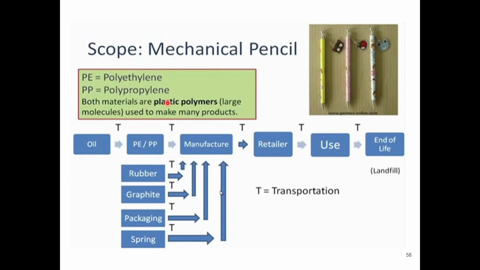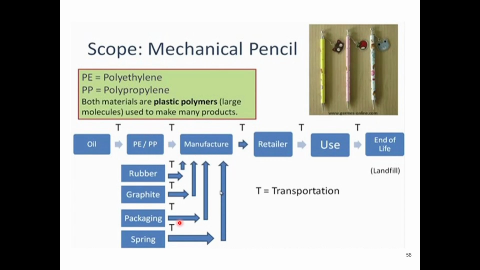Similarly, if we talk about the life cycle of the mechanical pencil, here the mechanical pencil, the writing tip, basically consists of polyethylene and polypropylene. Polyethylene is abbreviated as PE, polypropylene is abbreviated as PP. So both these materials are plastic polymers, which are large molecules, and they are used to make many products. For making the mechanical pencil, first we will need oil, okay. Then from the oil, the second step is procurement of PE and PP.